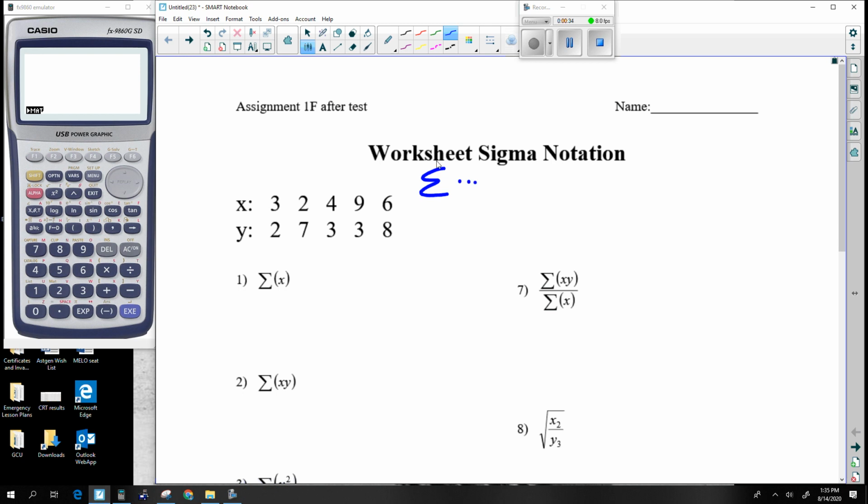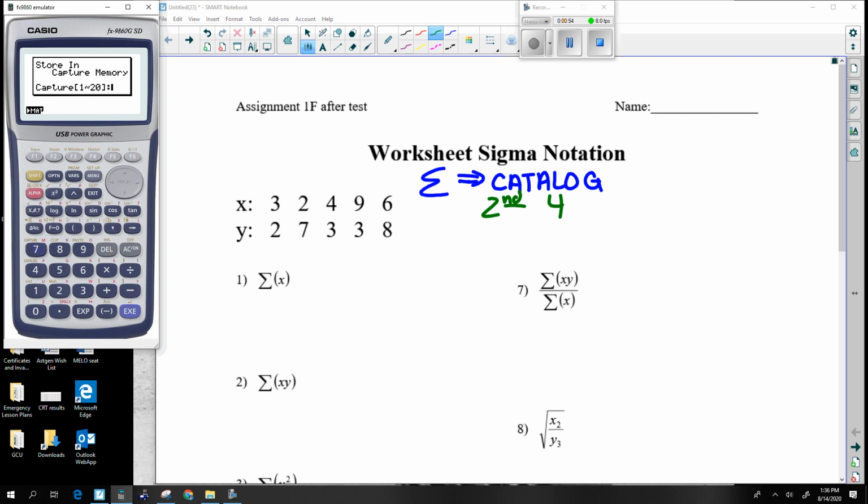What you do to create a summation is you go to the catalog. That is the gold writing above the number 4. So you have to hit second 4, and that will get you to the catalog. All right, so under exit catalog, that will get you to the everything. Now, in this catalog, you're searching for the physical word sum.